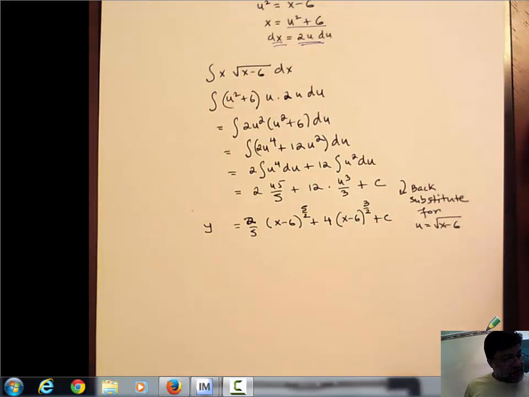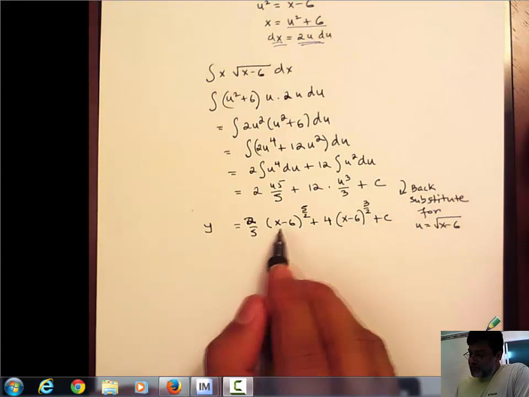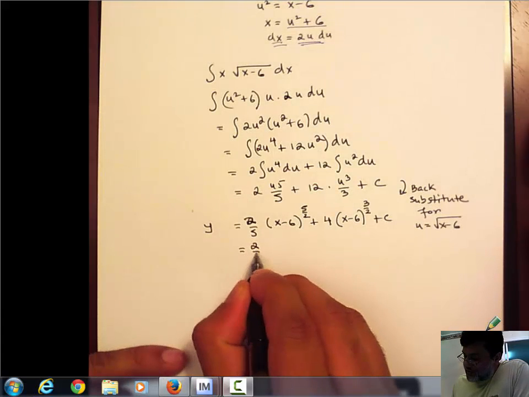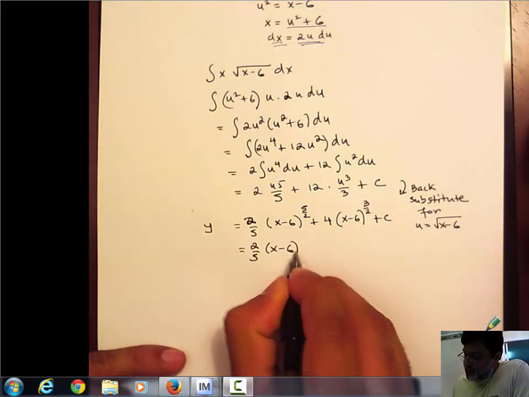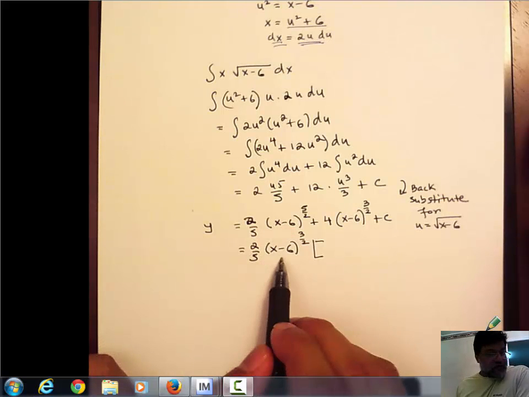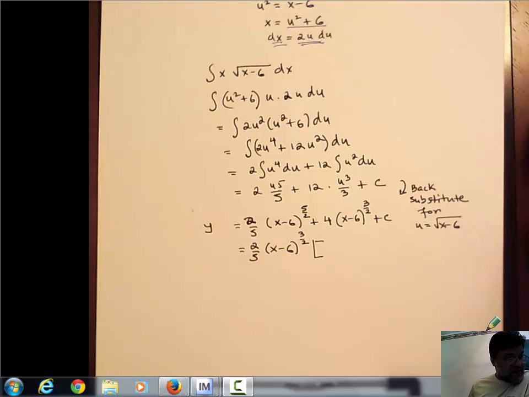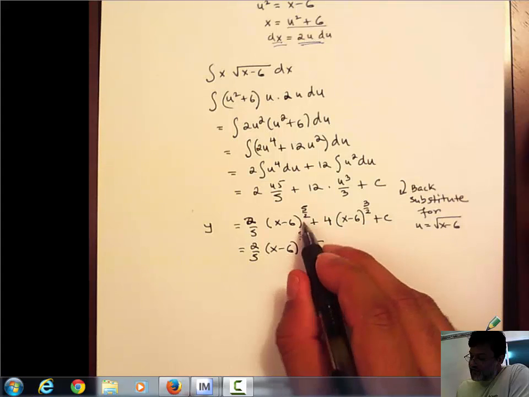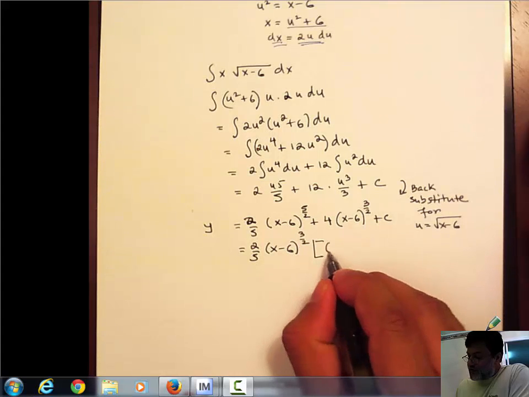Now you can essentially stop right there, but we can also factor out. With the 5/2 and 3/2 powers, what do you think we can factor out? How about we factor out 2/5 from each, and x minus 6 to the 3/2 power. So let's see what's left. If you took 3/2 out of 5/2, what is left? Only 1, because 5/2 minus 3/2 is 2 over 2, or 1, so you have x minus 6 left from the first term.